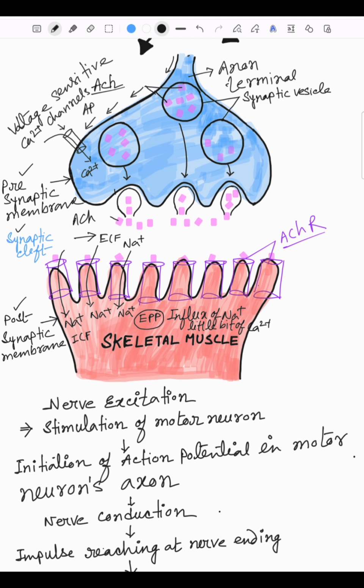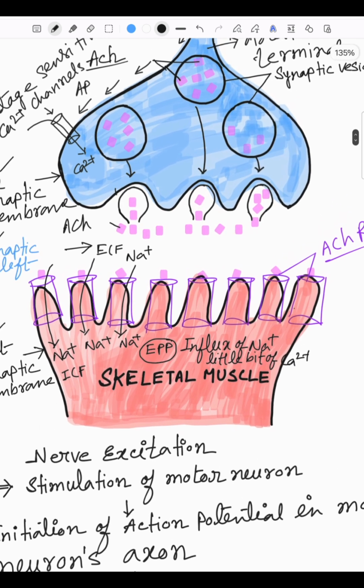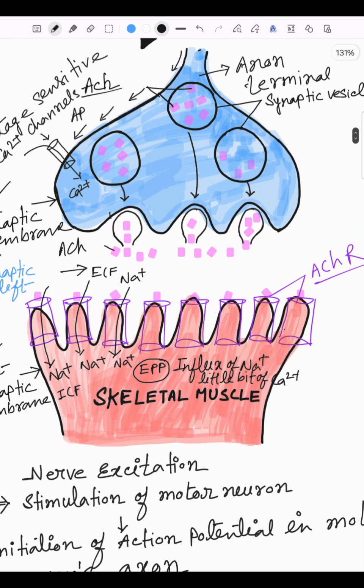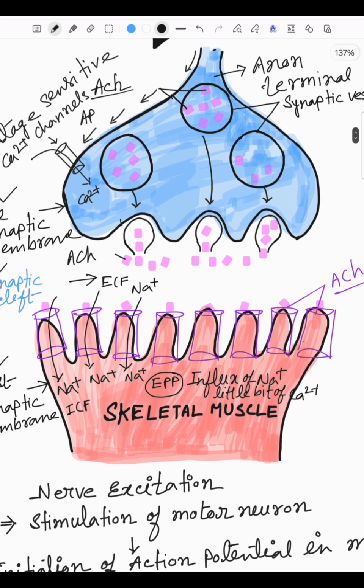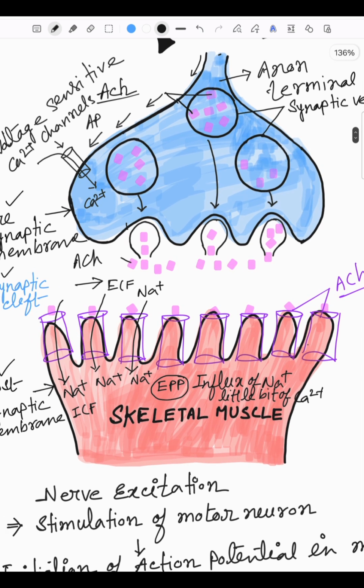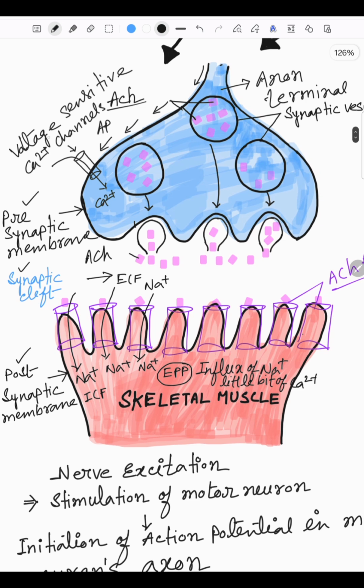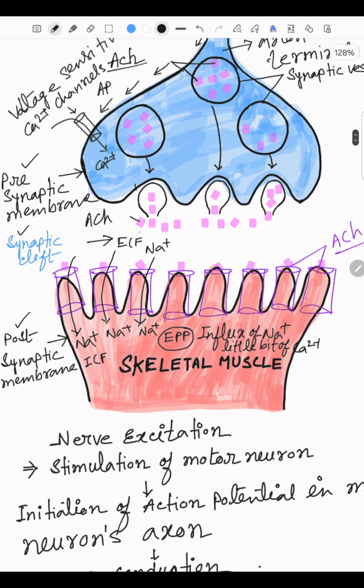So for a skeletal muscle contraction, we must have a motor neuron, and definitely we need to generate an action potential, which will propagate through the axon to the axon terminal. From the axon terminal it will help to release the acetylcholine molecule from the synaptic vesicle, in the presence of the opening of voltage sensitive calcium channels, and the acetylcholine molecule is released into the synaptic cleft.